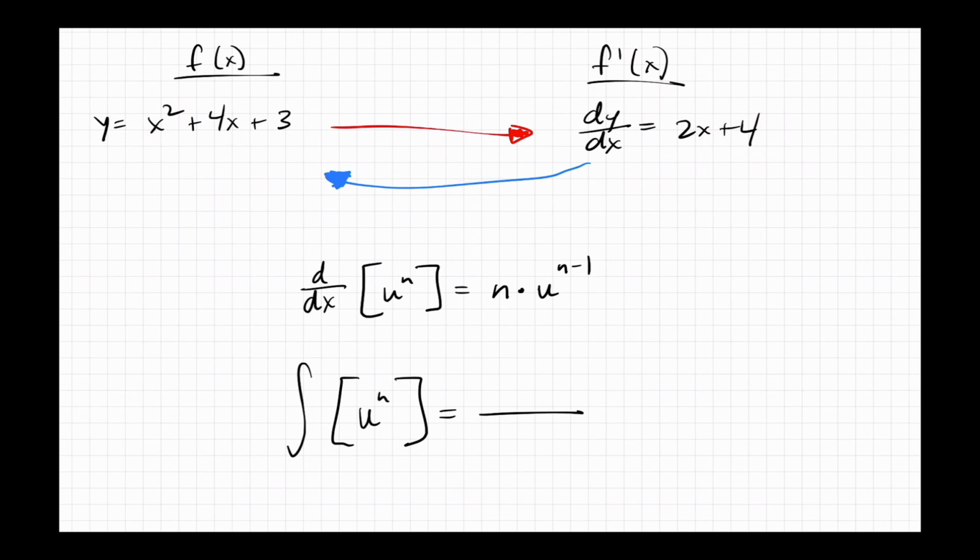So let's start with the power. What happens to the power? The power gets bigger by 1 every time, right? Makes sense. If you're finding a derivative, the power goes down by 1. If you're finding the antiderivative, it goes up by 1. This guy becomes x squared, plus 4 becomes 4x. We're gaining a power.